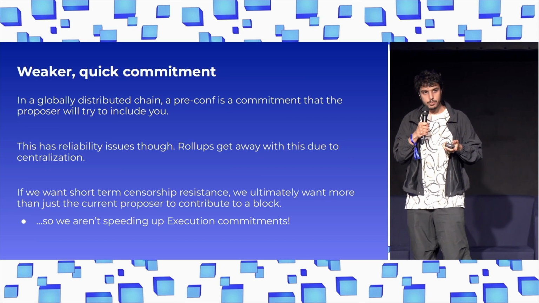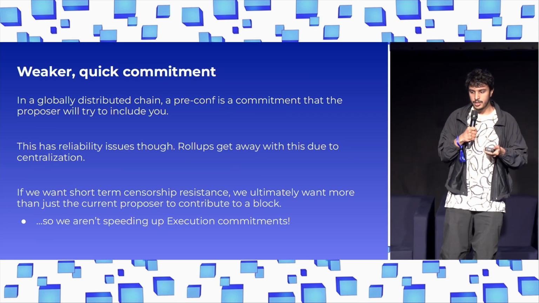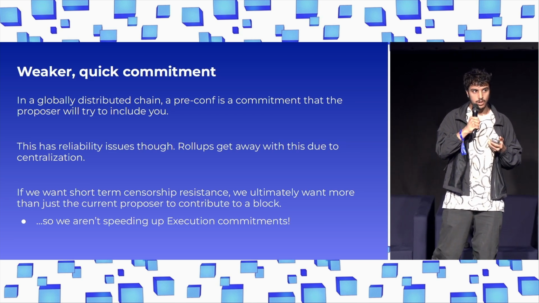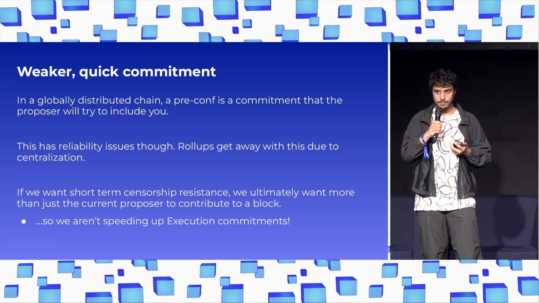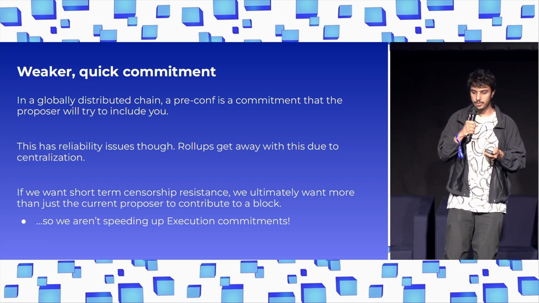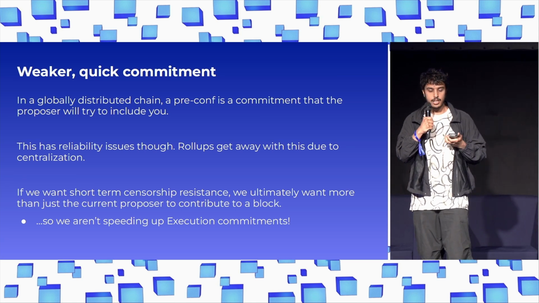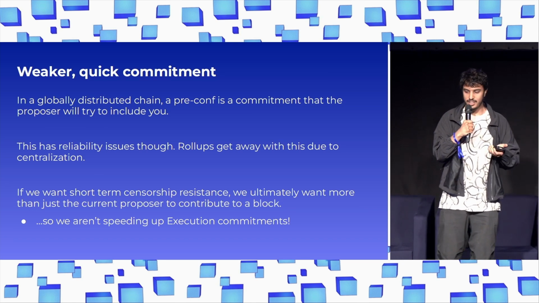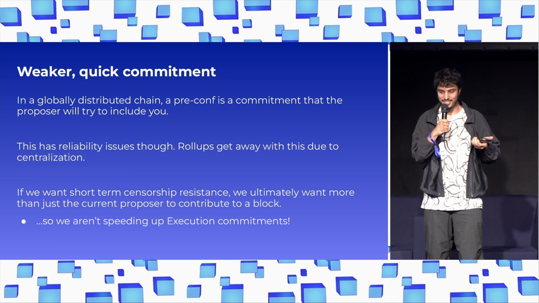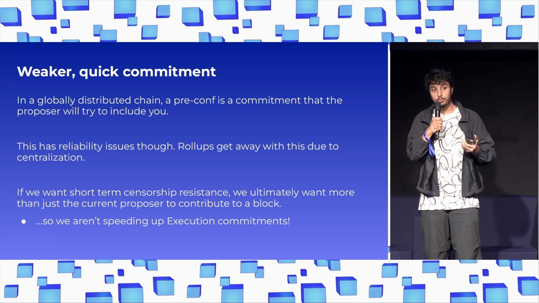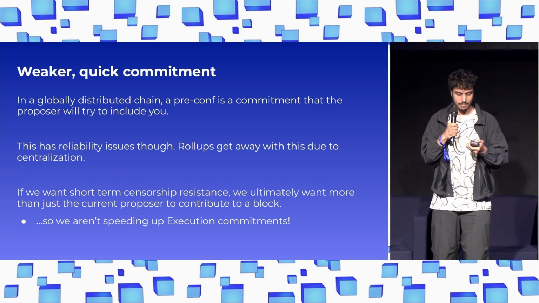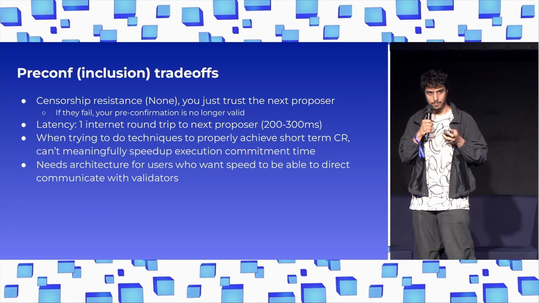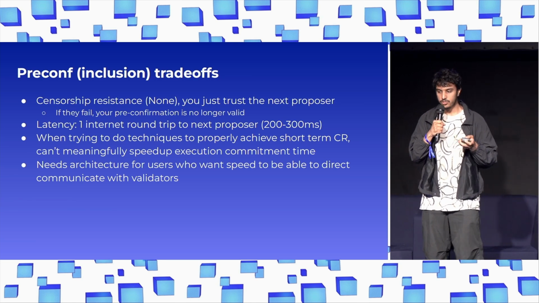So this helps you improve inclusion time if you trust the next proposer, but this has a lot of reliability issues. Rollups are getting away with this only because they're centralizing other things. They've basically centralized MEV rights and censorship with a single sequencer. If you don't want that, if you want to be a decentralized thing, you care about censorship, which is a core property, I hope, as I noted earlier, then this won't be speeding up execution guarantees. So we need to be more clever for that. The trade-off of a pre-conf just to the next proposer is that it gives you no censorship resistance.